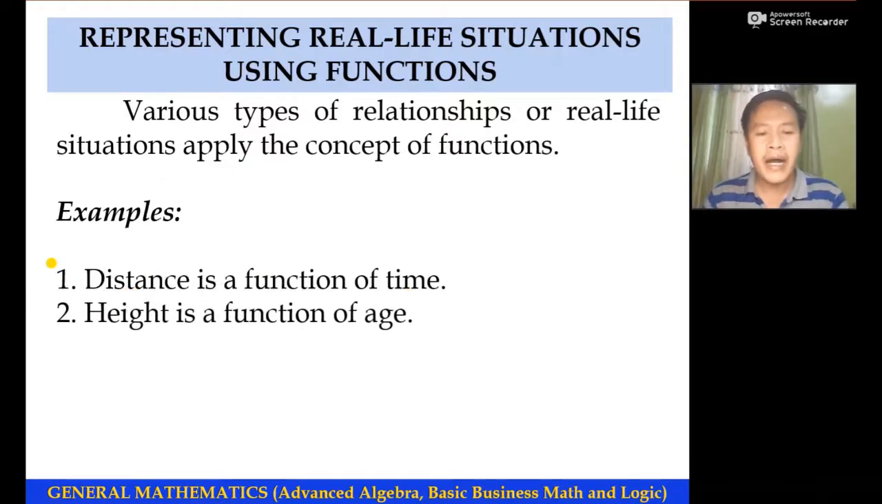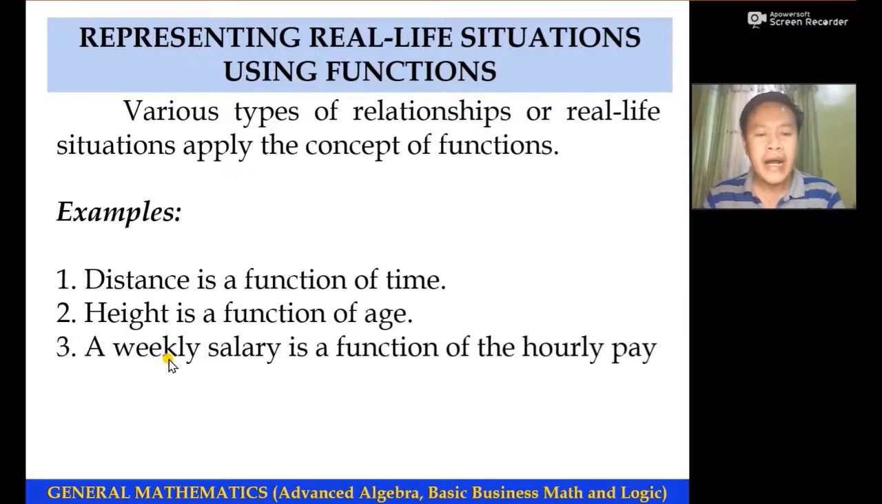Number 2. Height is a function of age. Age is our independent variable and height is our dependent variable because our age will determine our height. As children grow older, their height becomes longer. That is why height is dependent on age.